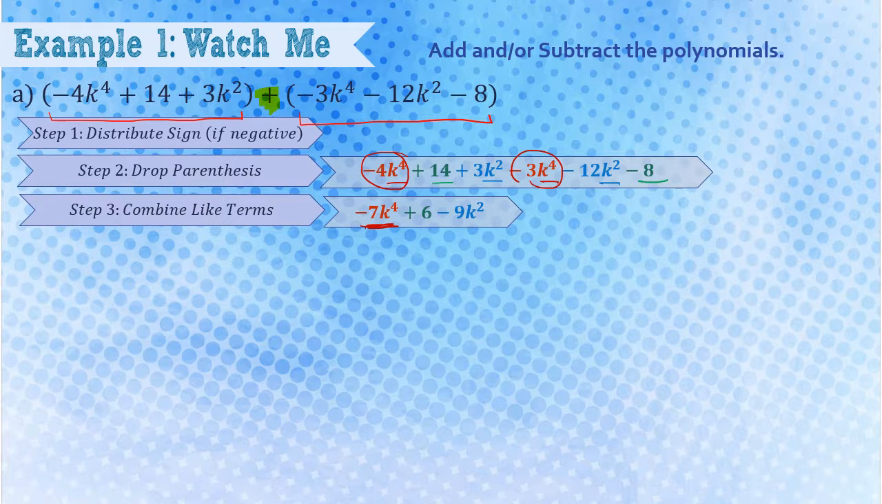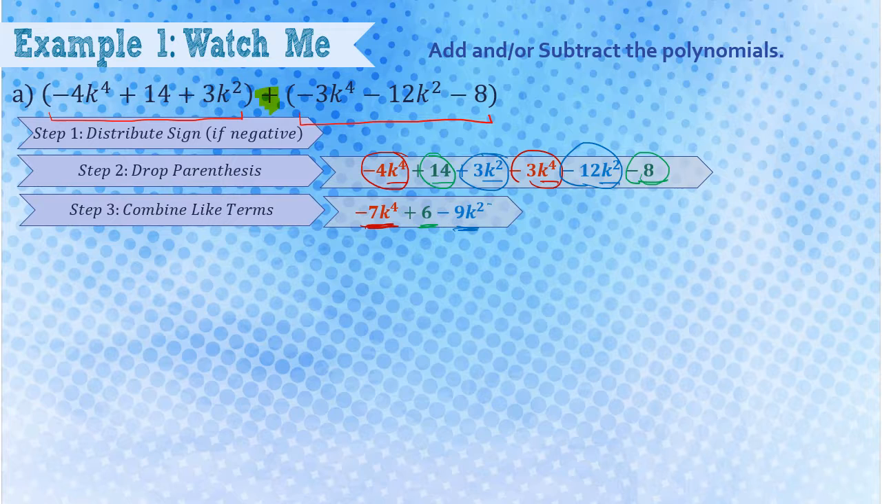You can apply the same principle here to the 14 and the 8. So 14 minus 8 gives me this plus 6. And then 3k squared minus 12k squared, 3 minus 12 gives me negative 9. So that's where I get all of those parts.